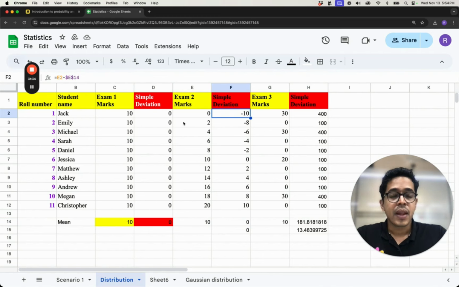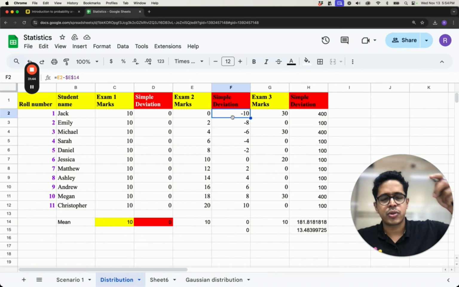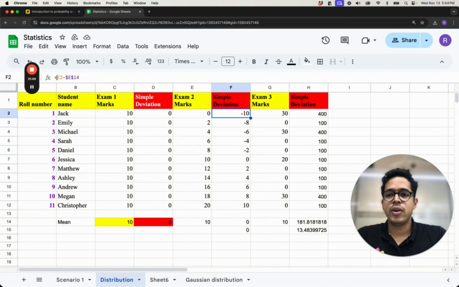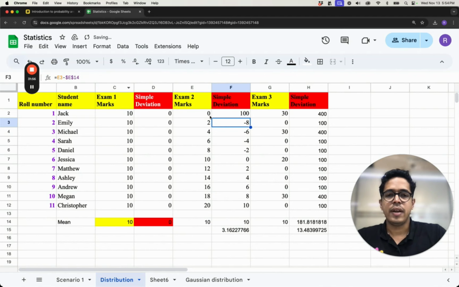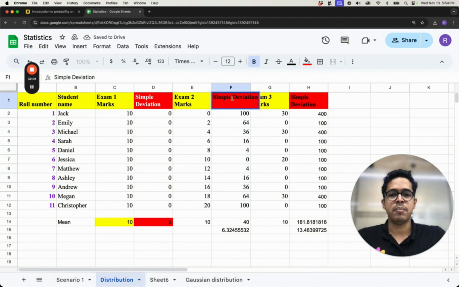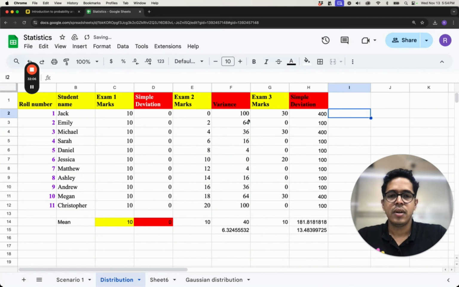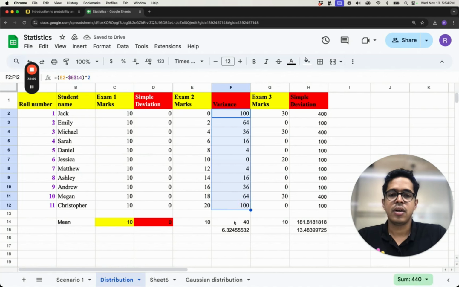So maybe we can take absolute value, which is a good thing to do. But often, instead of taking absolute value, a better thing to do is taking square. Because if you square something, you can get a positive number. So what we can do here is define it to be the deviation from the mean raised to 2. So if we do that, let me apply it to all the data points. It is not a simple deviation anymore. It is variance, right? So variance is now summation of all of this, which is 40.